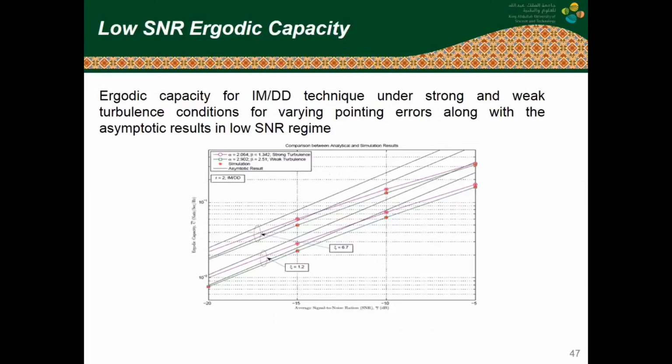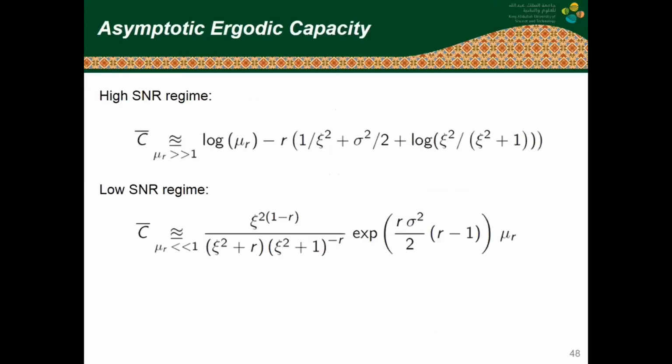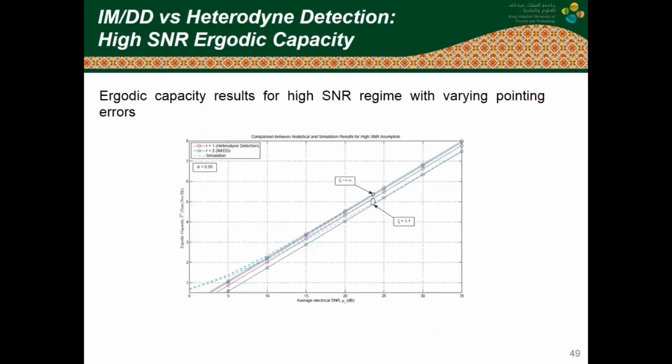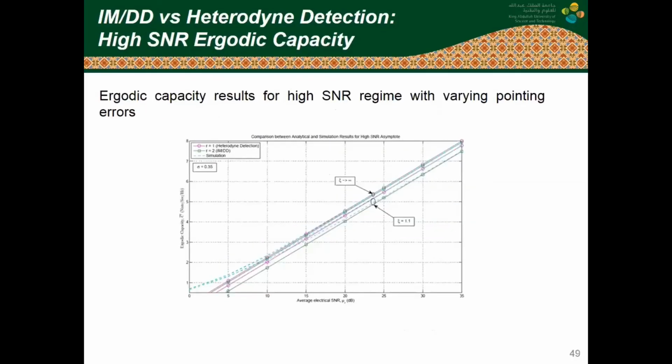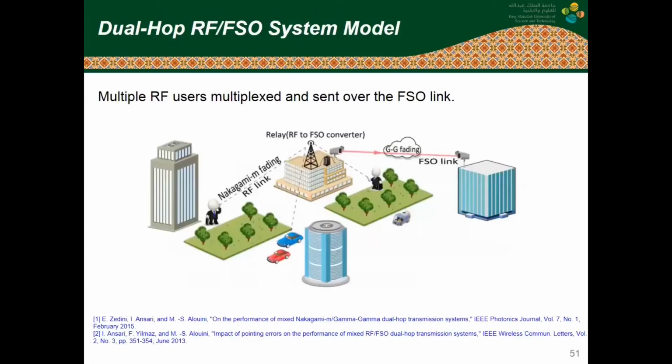Now, if you want to move to the low SNR regime, then we can see how the simulations are matching quite well. The asymptotic results are quite simple. So this is an asymptotic result in the case of log-normal fading. We also did results for log-normal turbulence in the high SNR and low SNR regimes, and we illustrate how good our results are in this curve. And this is the high SNR and this is the low SNR regime.